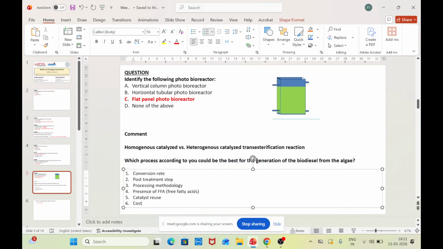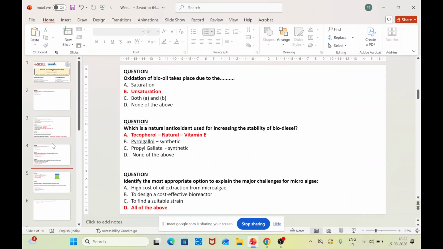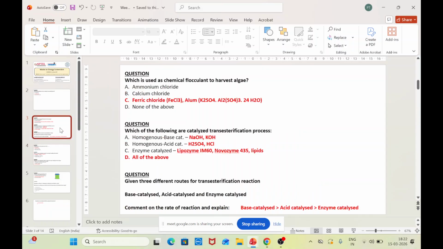Similarly, here also, for the production of biodiesel from algae, we have two processes, homogeneous and heterogeneous catalyst transesterification reaction. We need to identify which one will be the best, and for that we list out 6 different factors. So here we end our discussion on multiple-choice questions. If you have any doubts, please let me know, or otherwise we can progress towards the numerical problems.